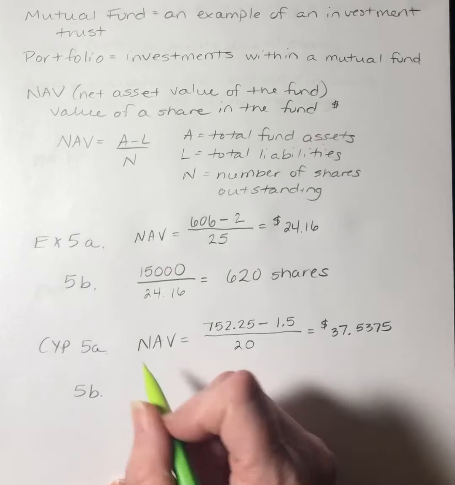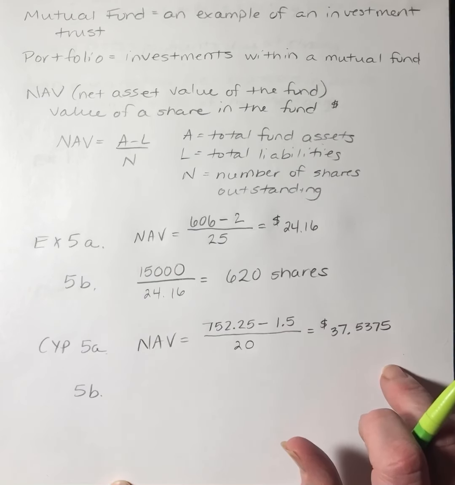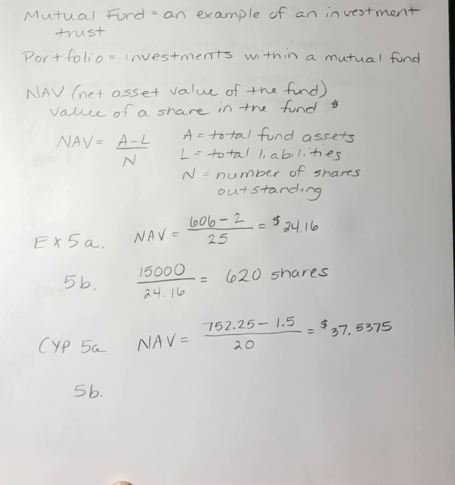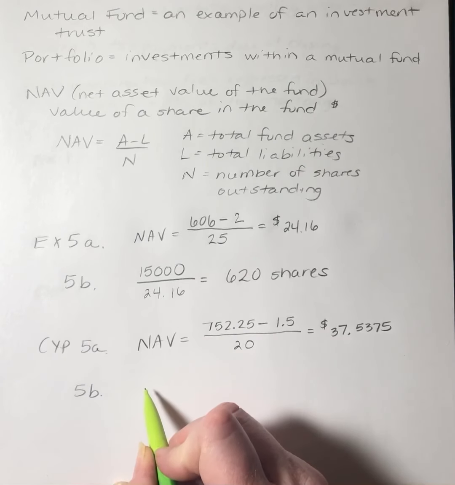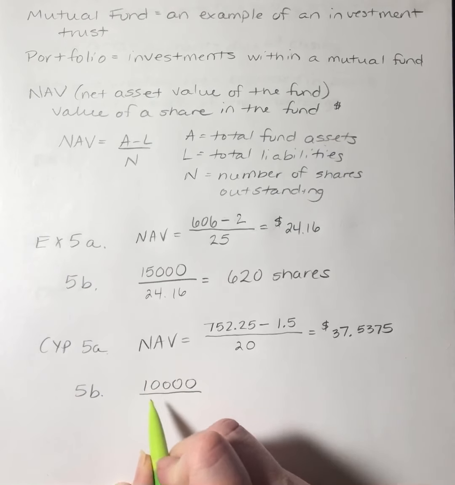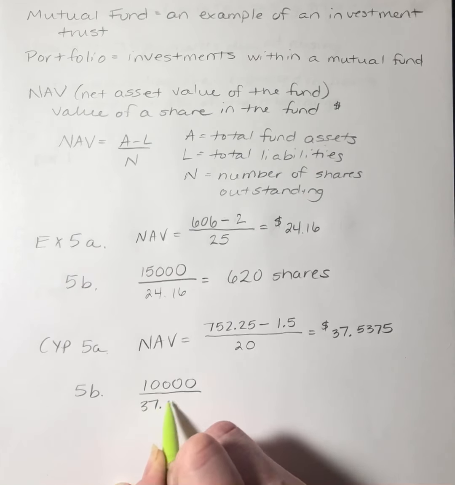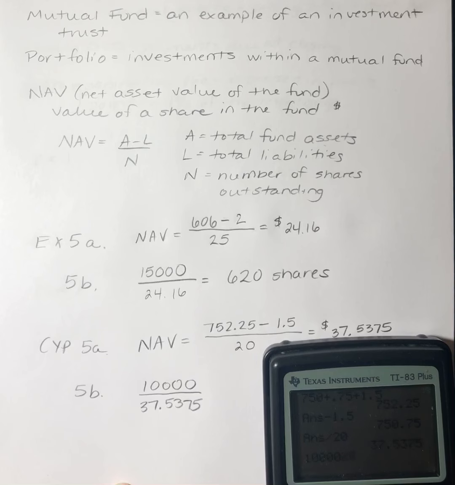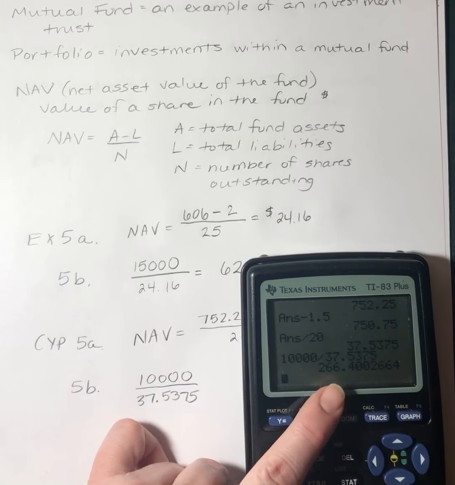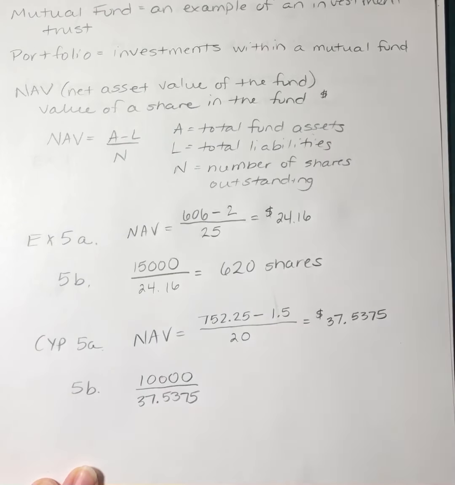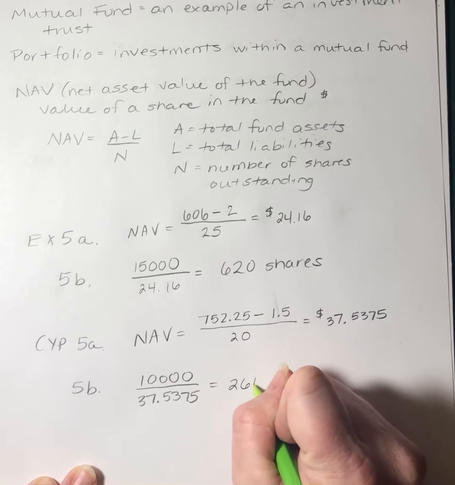Okay. And so I'm going to use this number because then I can calculate better how many shares I'm purchasing. Okay, so for this one, we spent $10,000. So I'm going to divide by the 37.5375. And I can purchase 266 shares. I don't have enough to purchase another one. So it's going to be 266 shares.